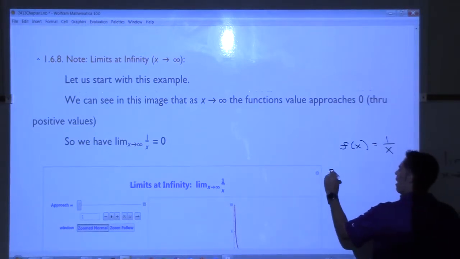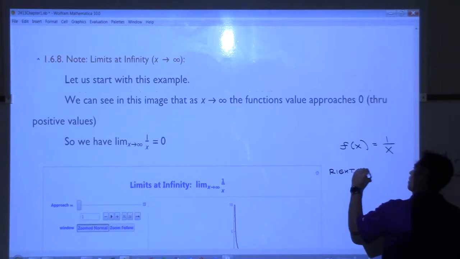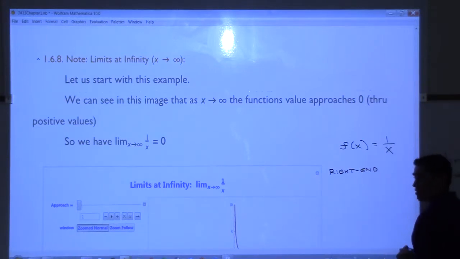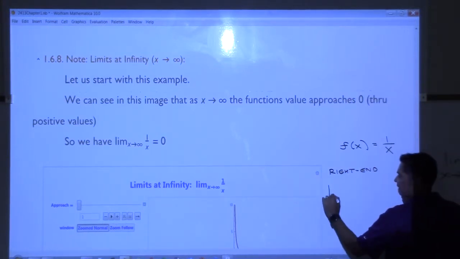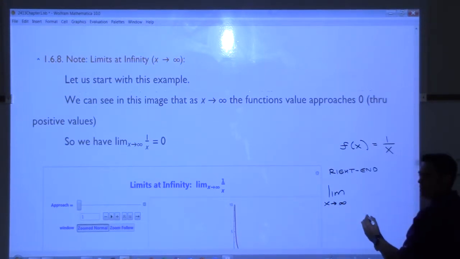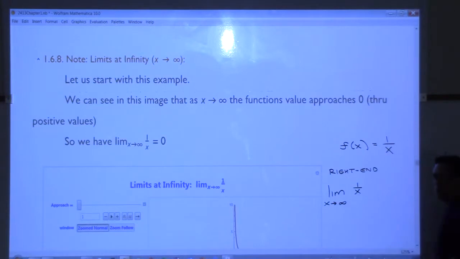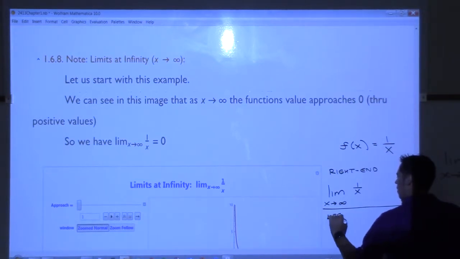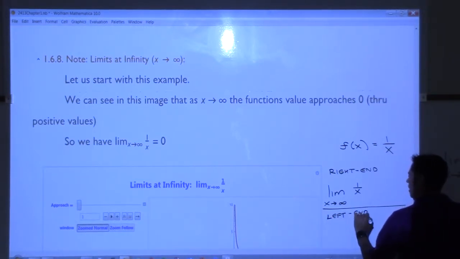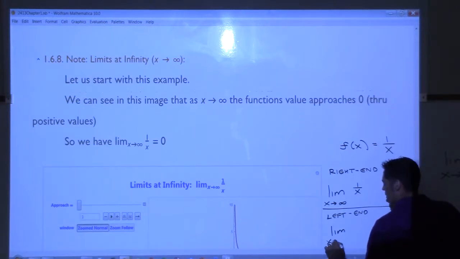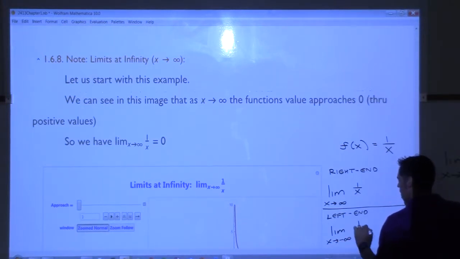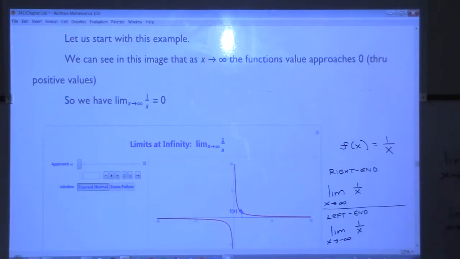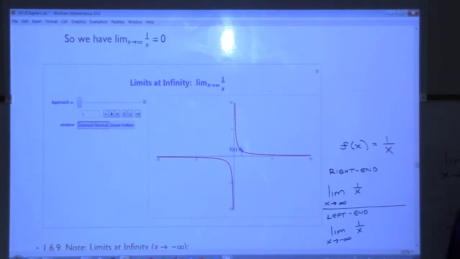If we want to know the right end, what do we do? In a calculus class, what do we do? Take the limit as x goes to infinity of the function, right? What do we do if we want the left end behavior? At this time we take the limit and we let x approach negative infinity of the function. And you can tell by the picture, I think, what's happening.